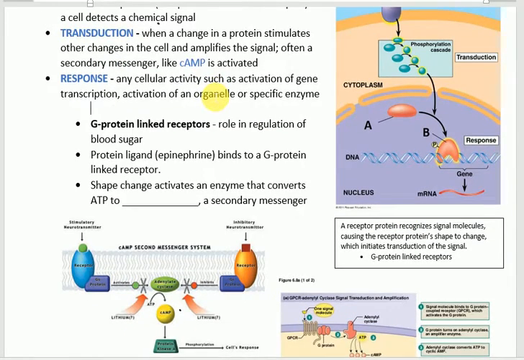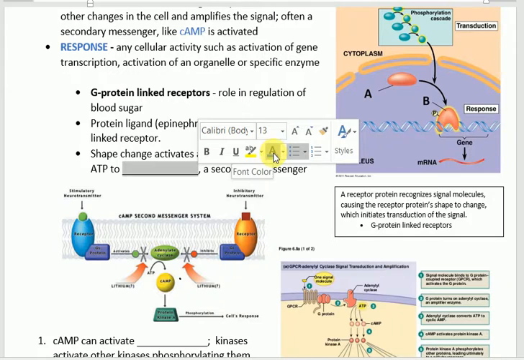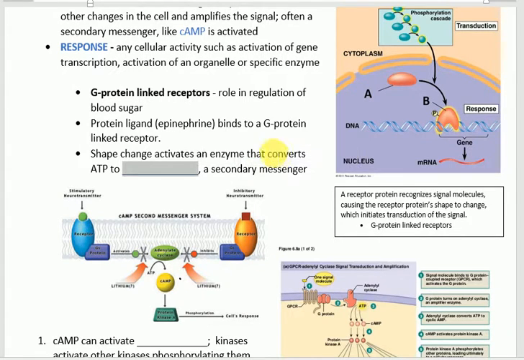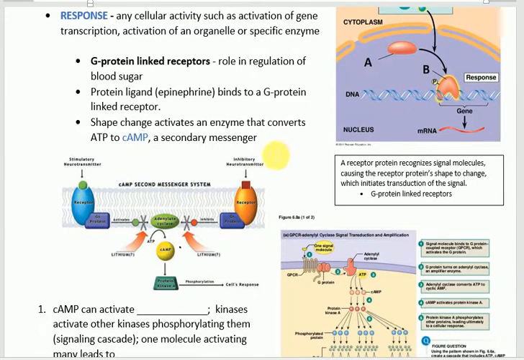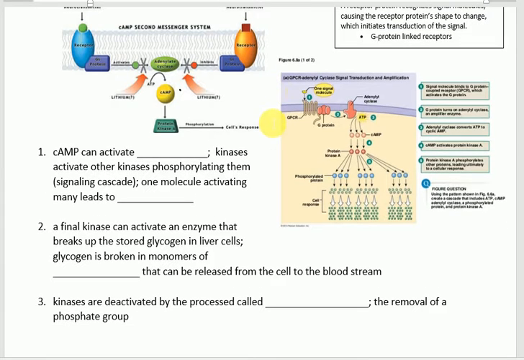Okay, so for instance, the G protein link receptors, it has a role in regulation of blood sugar. So the protein ligand, or epinephrine, is going to bind to that G protein receptor, and then a shape change is going to occur, and it's going to activate an enzyme that converts ATP into cyclic AMP, which is a secondary messenger. And again, this should be review, right? So I'm going to go through it pretty quickly.